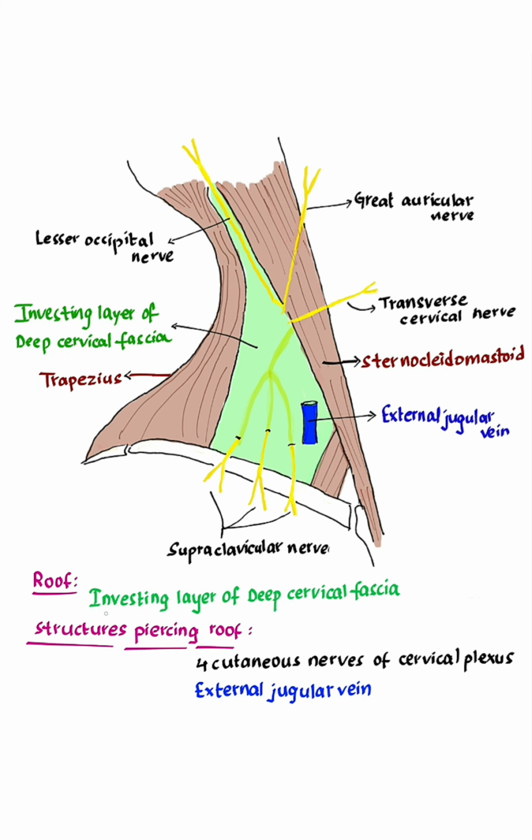The roof is formed by the investing layer of deep cervical fascia stretching between sternocleidomastoid and trapezius. You can see the roof is formed by the investing layer of deep cervical fascia stretching between sternocleidomastoid and trapezius.